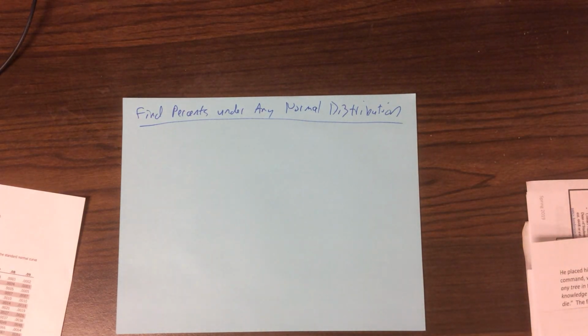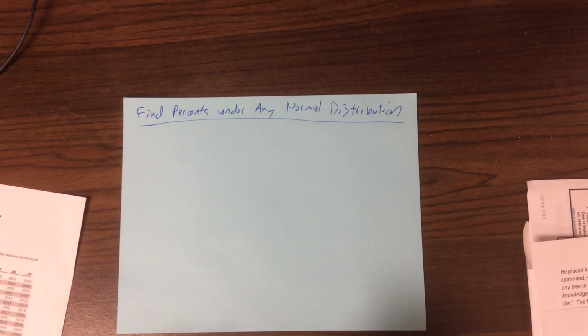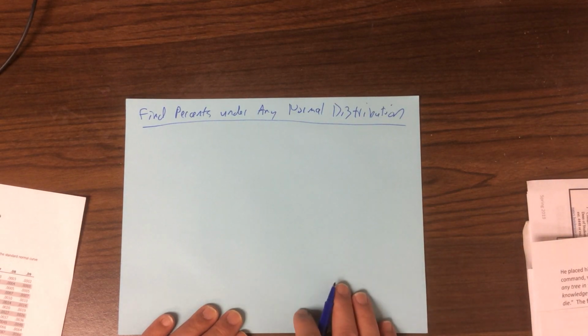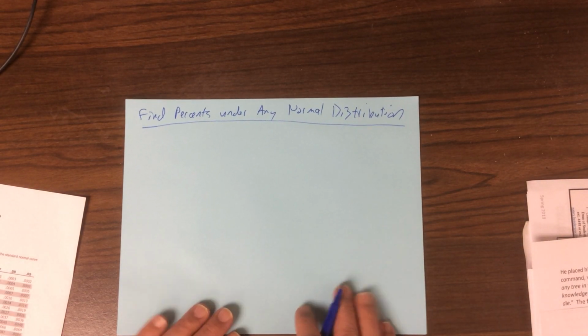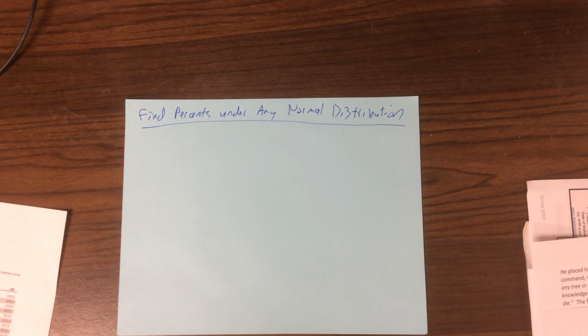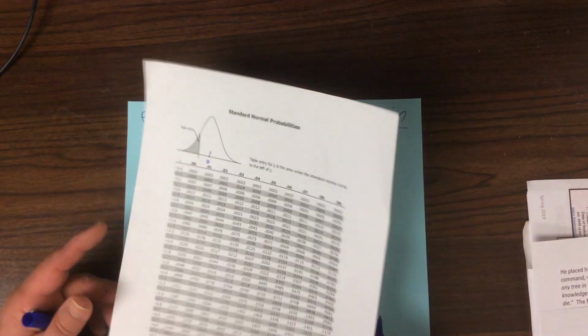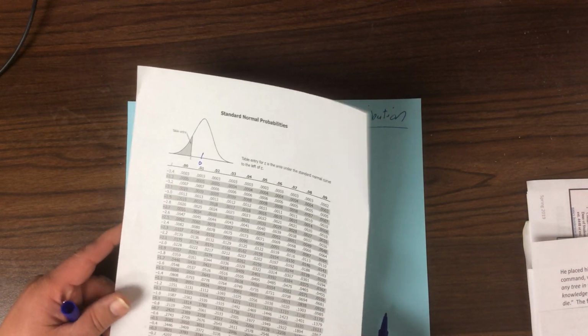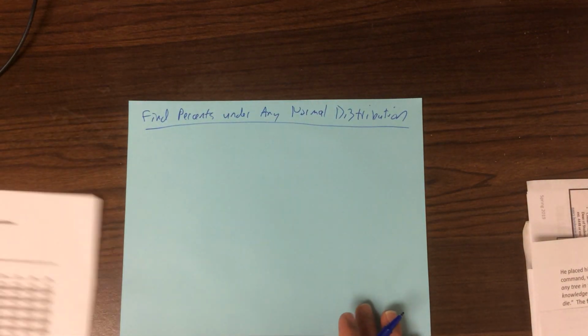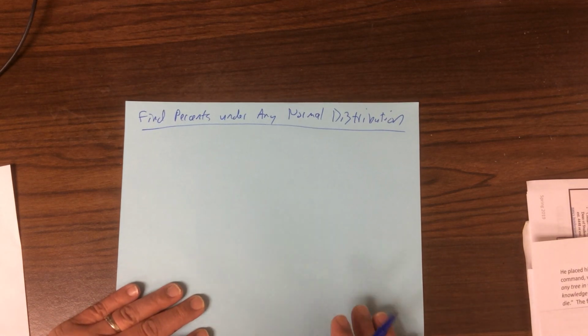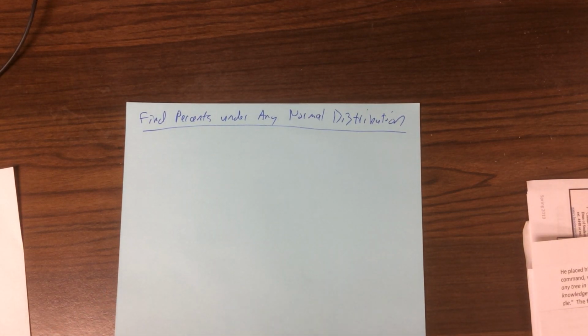Okay, this is going to be the last video here. We're going to learn how to find percents under any normal distribution. So what we're actually doing here is we're going to put together what we learned on the last video, the standard normal table, with the z-score formula that we learned in the first video in order to find areas for any normal distribution.